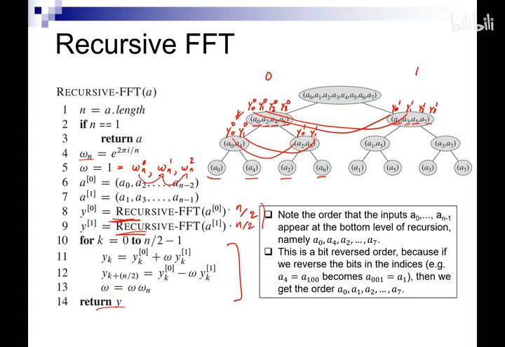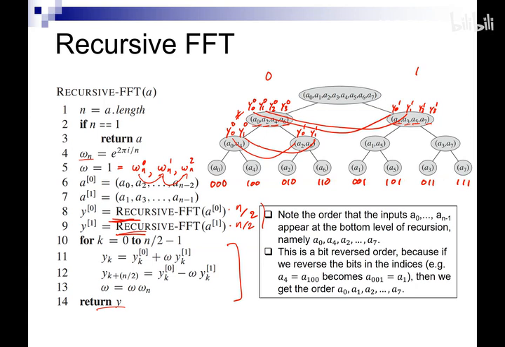So what happens is, if you write out these indices in binary, then you have 0 is 0 0 0, this is 1 0 0, this is 0 1 0, this is 1 1 0, this is 0 0 1, this is 1 0 1, and then this is 0 1 1, and then this is 1 1 1.